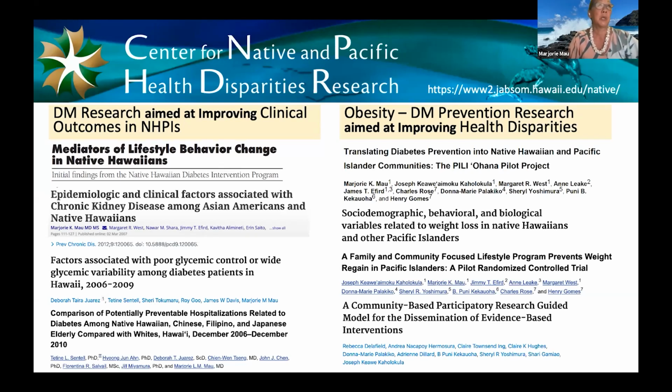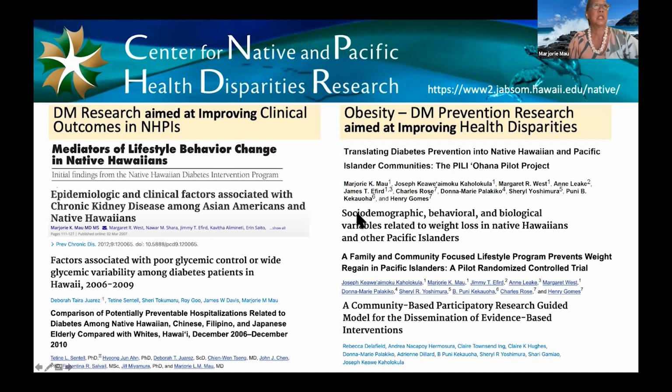Our center focuses on cardiometabolic health and health disparities. And what I've done is try to highlight the diabetes research that's been completed aimed at improving clinical outcomes in Native Hawaiians and Pacific Islanders. There's this paper on the Native Hawaiian diabetes intervention. We've looked at epidemiological and clinical factors associated with chronic kidney disease among Asians and Native Hawaiians, and factors associated with poor glycemic control or wide glycemic variability among diabetes patients, and the comparison of potentially preventable hospitalizations among the major ethnic groups in Hawaii. And I'll summarize this in a slide or two.